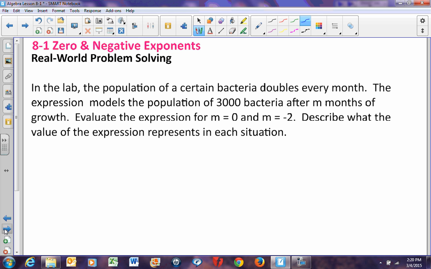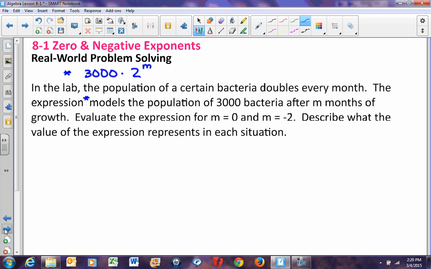All right, let's do a real-world problem. In the lab, the population of a certain bacteria doubles every month. The expression, oh, my expression is missing. I hate when my expression is missing. That should be 3,000 times 2 to the m. Let's put that in there. A little asterisk here. The expression is 3,000 times 2 to the m power.